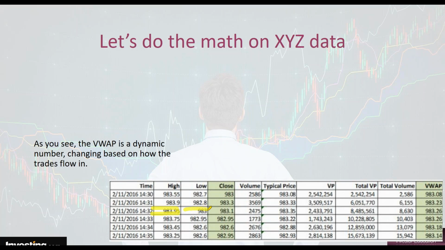983.95, 983.1 added together, 1, 2, 3, and we have 983.35. Now we take the current volume. Let's go back to the formula. We'll walk you through it.